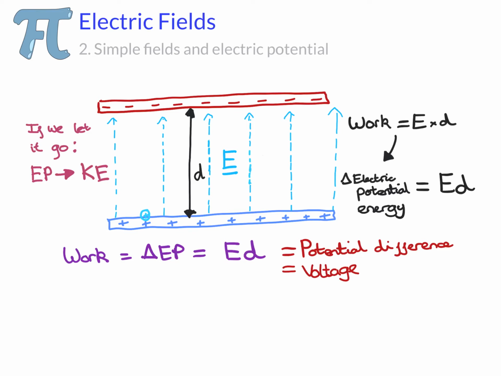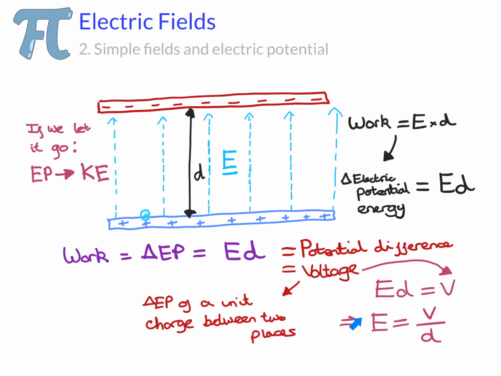The potential difference, or voltage, between two places is therefore defined as the difference between the electric potential energy that a unit charge has as it goes from one place to the other. Notice that we can rearrange this equation and we get the electric field in terms of the voltage and the distance. And this is the way you usually see it.